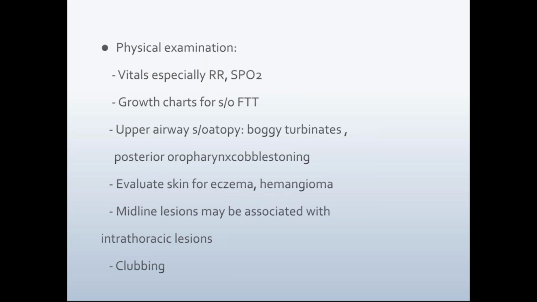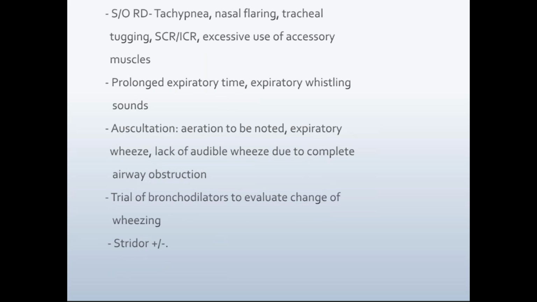Then subsequently, you should look at the skin for any eczema and any other atopy related lesions. And also any midline lesions that may be associated with intrathoracic lesions, and clubbing, because in cystic fibrosis and chronic bronchiectasis you expect clubbing. So what are the signs of respiratory distress? Am I clear?